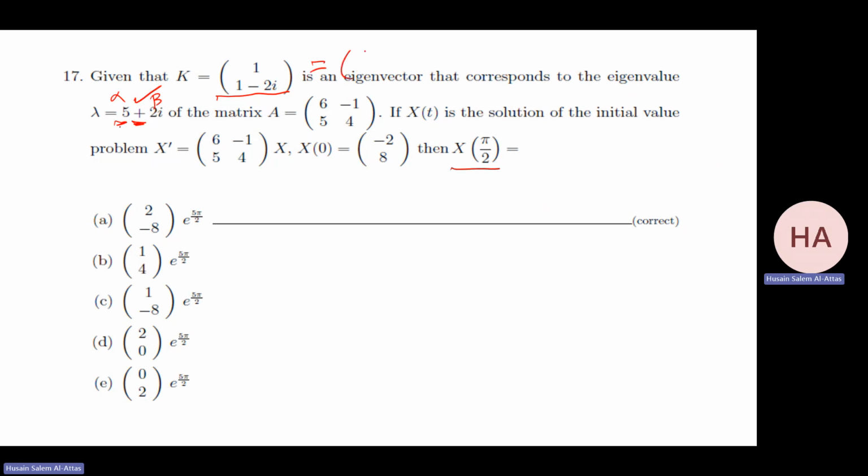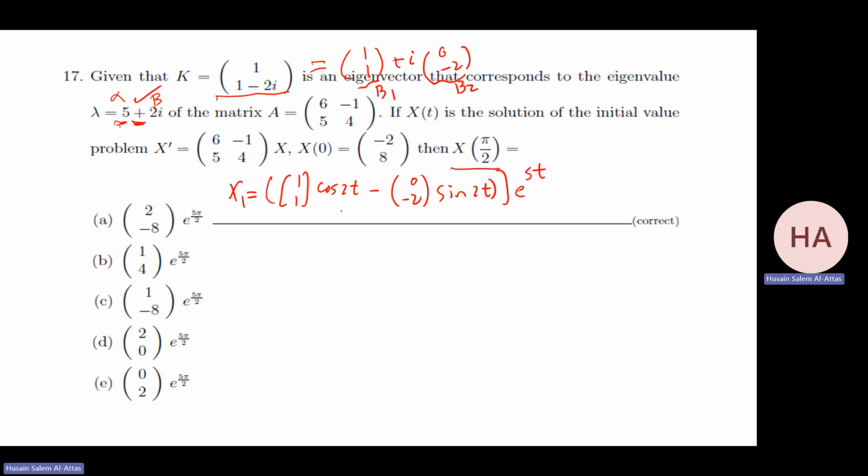This one I can rewrite as (1, 1) plus i (0, -2). So this is B1 and this is B2. So x1 will be (1, 1) cosine 2t minus (0, -2) sine 2t, times e to the power 5t. x2, the other way, (0, -2) cosine 2t plus (1, 1) sine 2t, e to the power 5t.